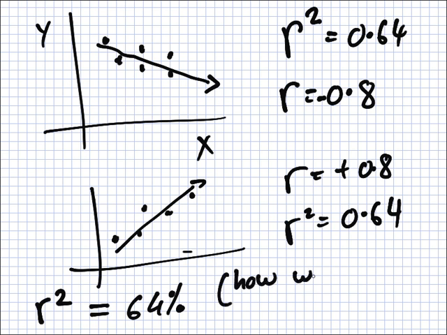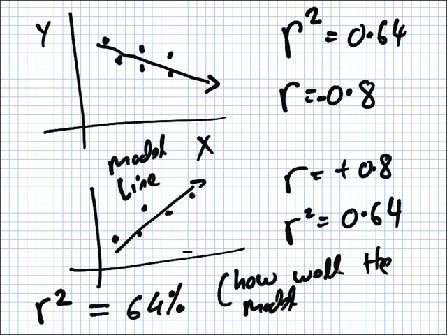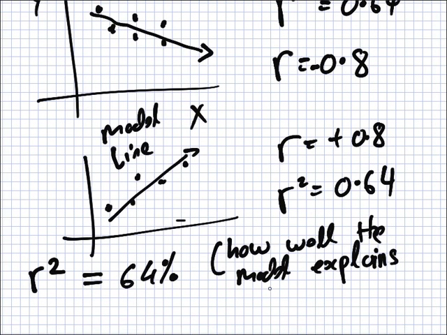how well the model, and in this case the model is the line, how well the model explains, you would think, linearity, but actually it's something different. It's how well the model explains variance. Now let me explain what that means.